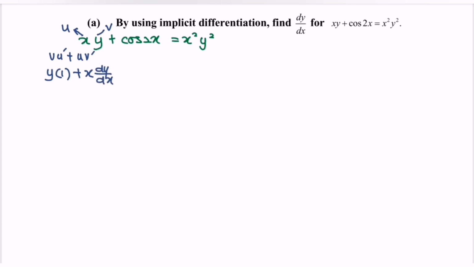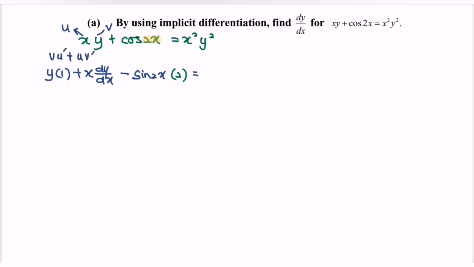Next, focus on the cos 2x. If we differentiate the cos, we will obtain negative sine 2x. Kindly focus on the internal function. Differentiate the 2x and we will obtain 2.